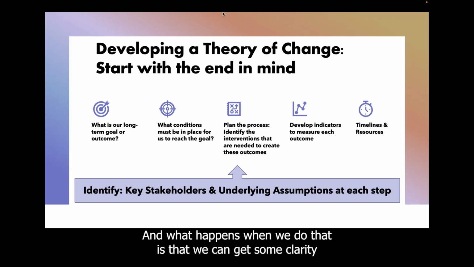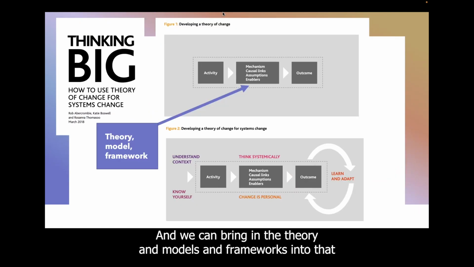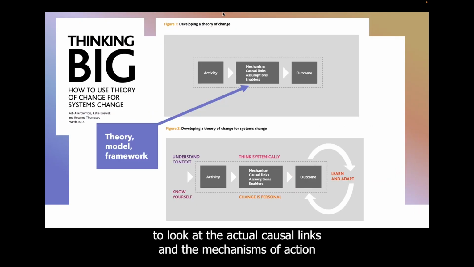And what happens when we do that is that we can get some clarity on the process, which might seem quite linear, or it might be a little bit more complicated. And we can bring in the theory and models and frameworks into that to look at the actual causal links and the mechanisms of action of the intervention, between the intervention and the outcomes that we're trying to achieve.